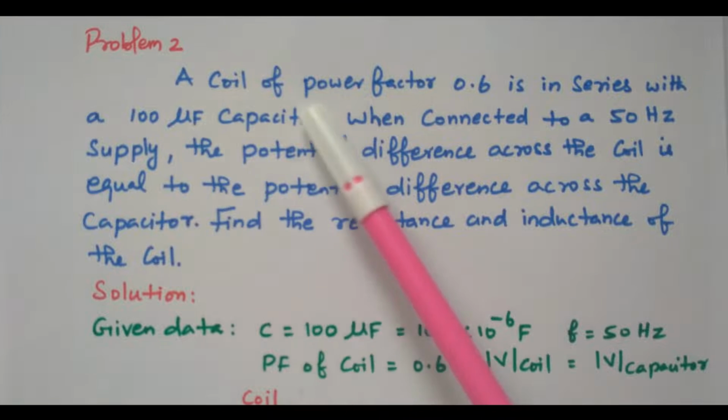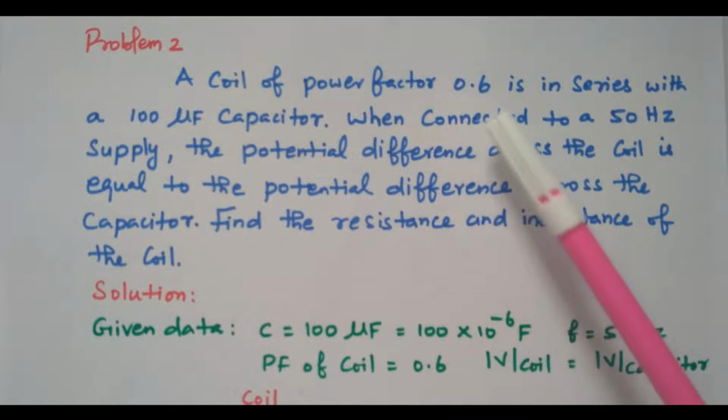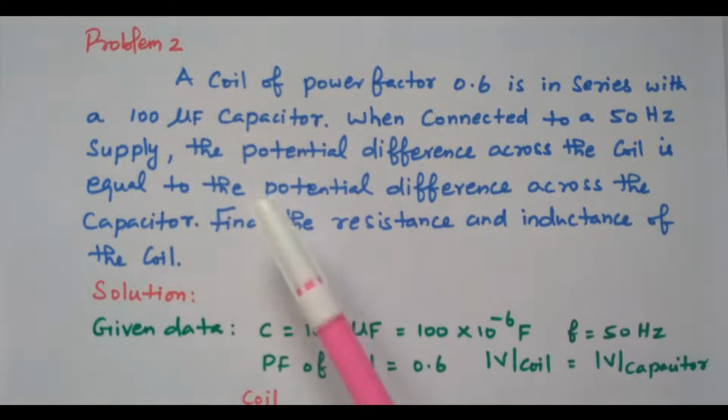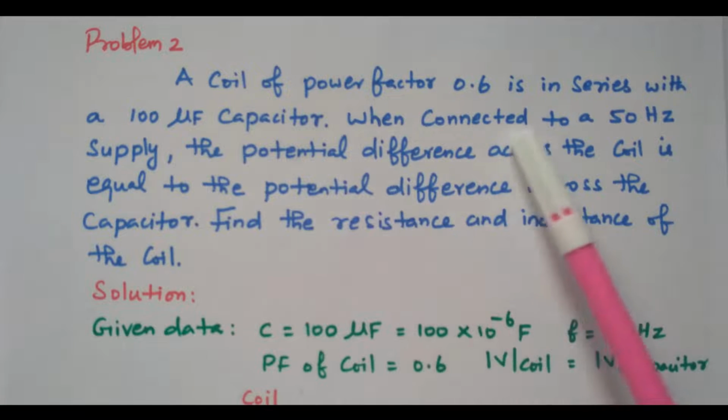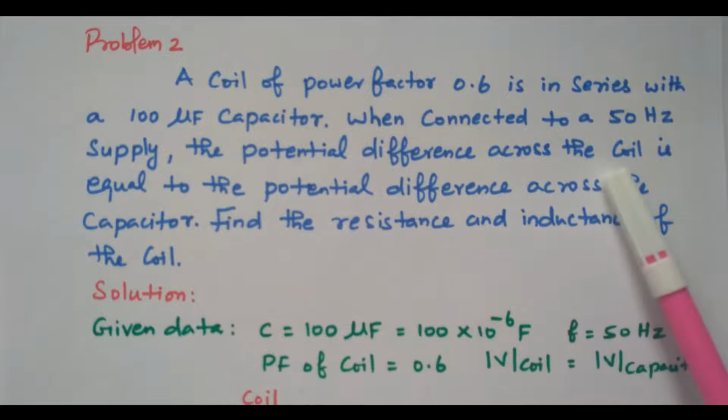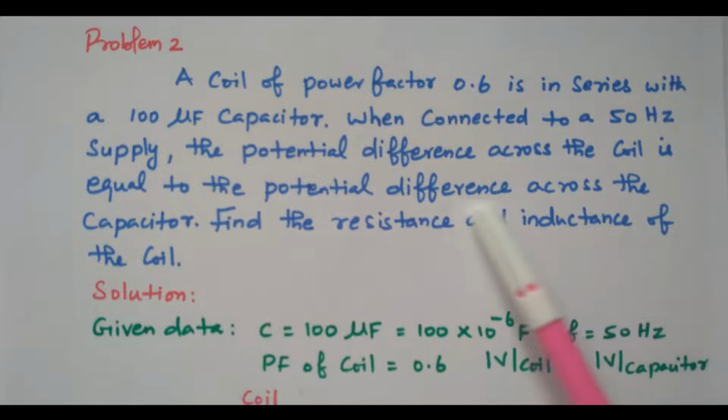A coil of power factor 0.6 is in series with a 100 microfarad capacitor. When connected to a 50 Hz supply, the potential difference across the coil is equal to the potential difference across the capacitor. Find the resistance and inductance of the coil.